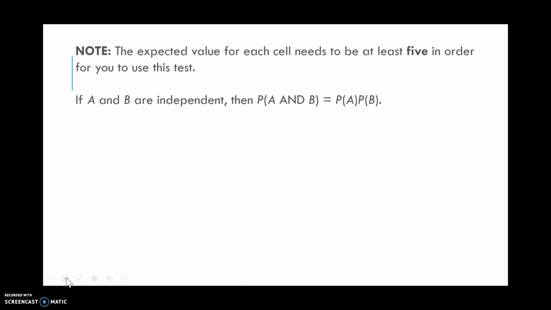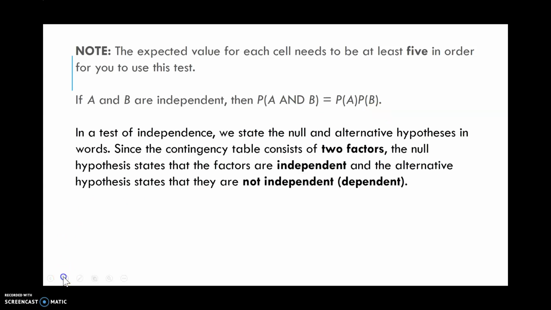We're going back to some probability with this. If A and B are independent, then remember that the probability of A and B will be the same thing as the probability of A times the probability of B.